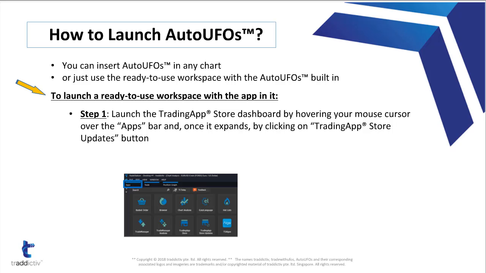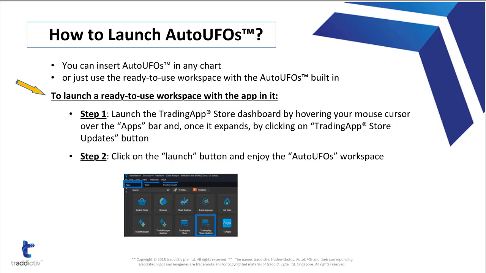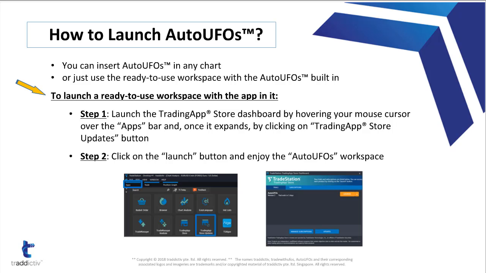And the moment you expand it, you would click on the Trading App Store Updates button, and then it would give you access to this other window. So step two, you would just click on the orange button, which is the launch button, and that would open a ready-to-use workspace with a couple of charts, a matrix for you to take your trades, and the AutoUFOs is already in it in case you want to avoid adding it manually.